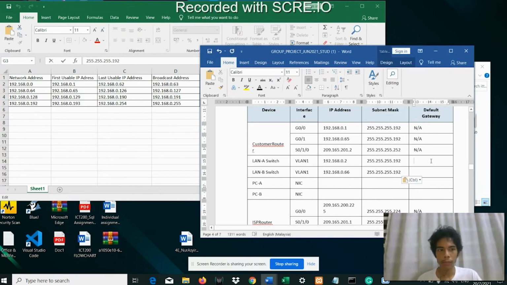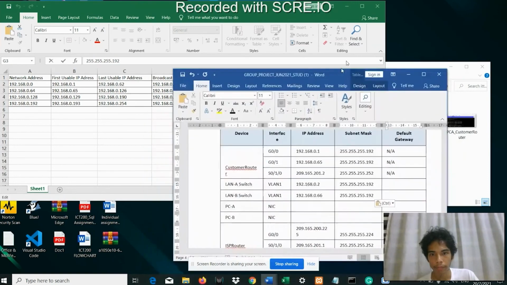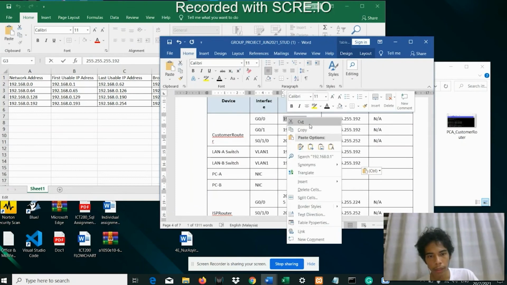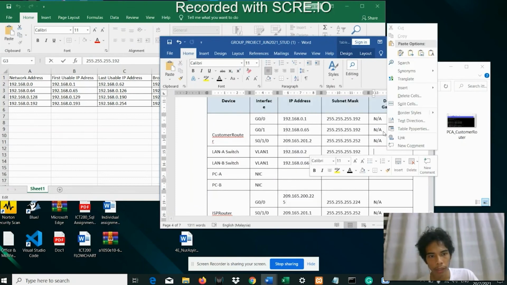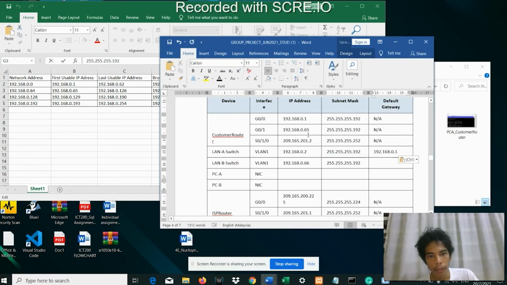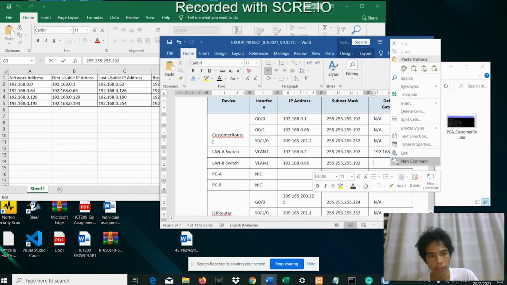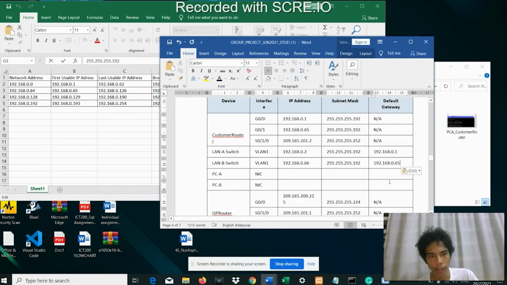Now we go to the default gateway. The default gateway is the same as the IP address. Therefore, we put this for the first line, the LAN A switch, and the second for the LAN B switch, this.